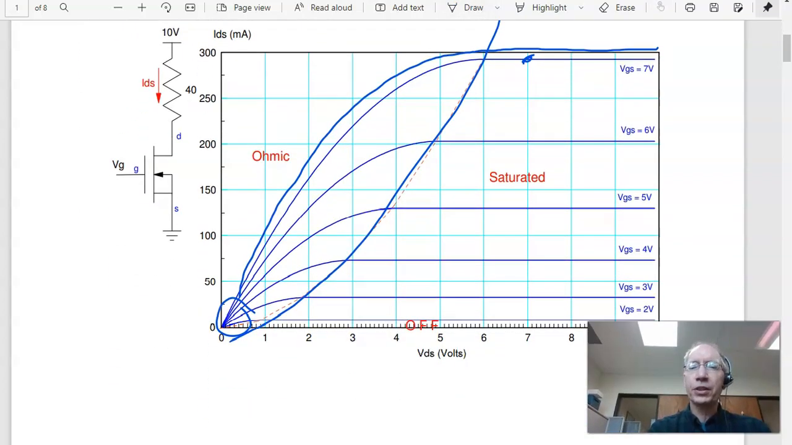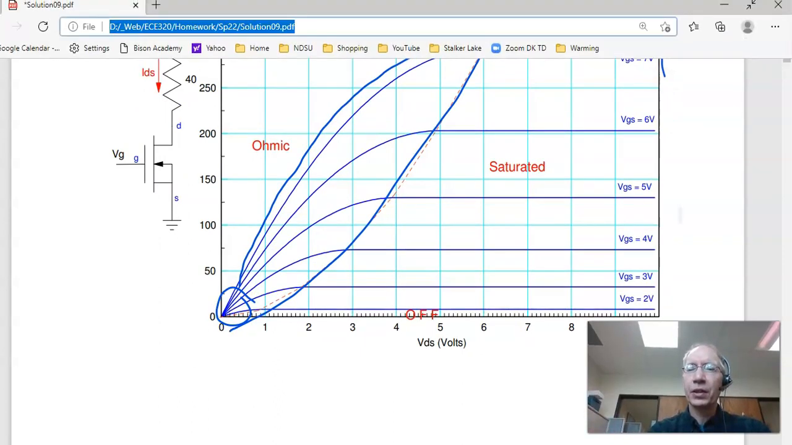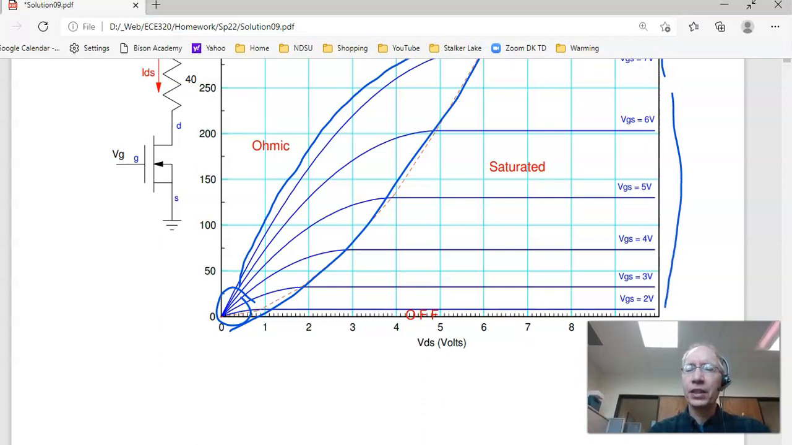The threshold voltage you can find as the voltage VGS gets smaller and smaller, down here. The current gets less and less, so the threshold voltage is less than 2. How much less, you're not really sure, but just because I did the graph, I know it's 1 volt. That's one way to do it.